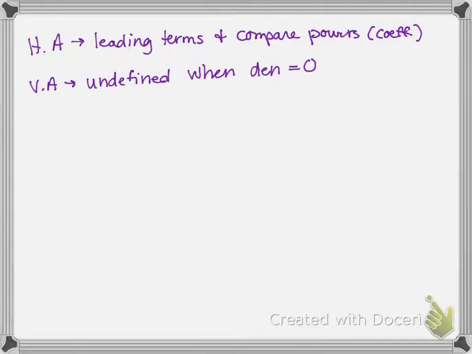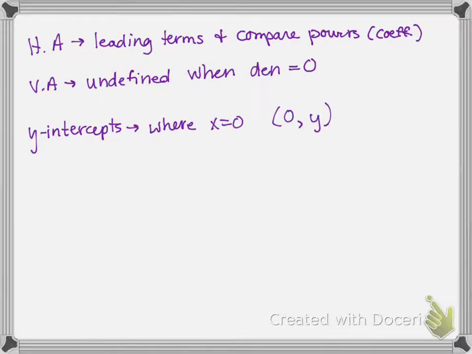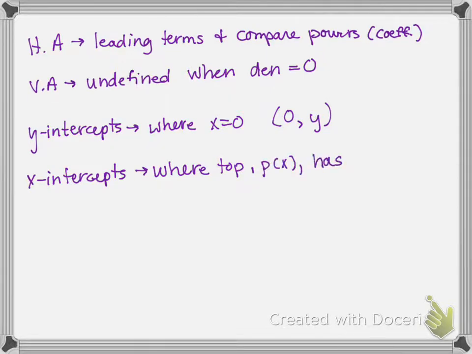That's also going to be, let's see, y-intercepts you could find from a graph. Y-intercepts, if you remember, are where the x value is 0, so it would be the point (0, comma, wherever it crosses the y-axis). And in a rational function, you're also going to be able to take x-intercepts, and that's going to be where the top, that p of x polynomial, has zeros. So we can look at one of those if you like.